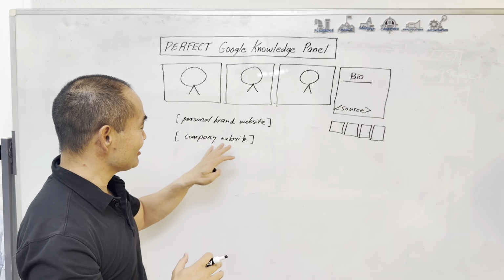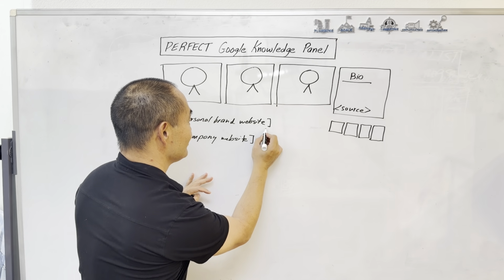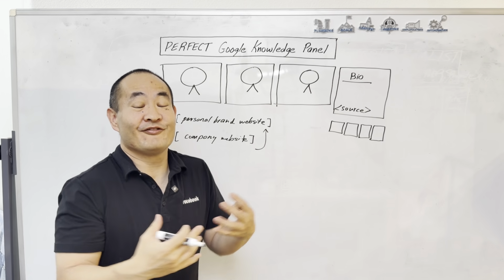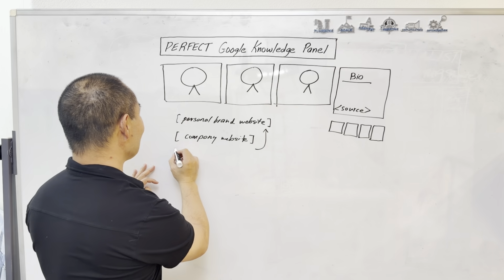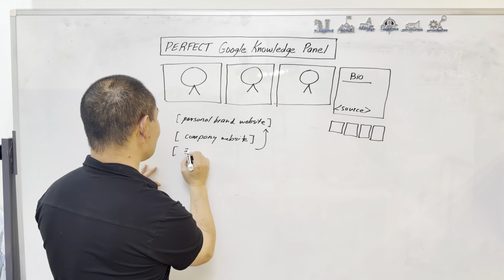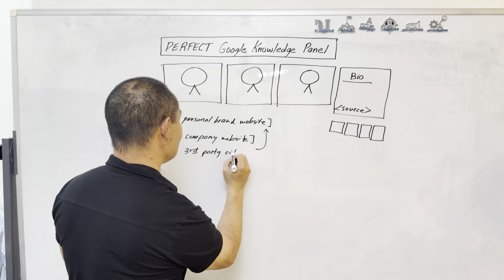So company website to the About page, to the page that's about you, that links back to the company website to be able to reinforce the story showing that this is who you are. Then below that, you want to have your third-party citations. And when we say citation, we don't mean listings.